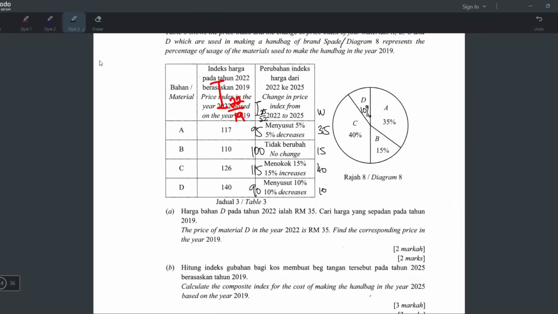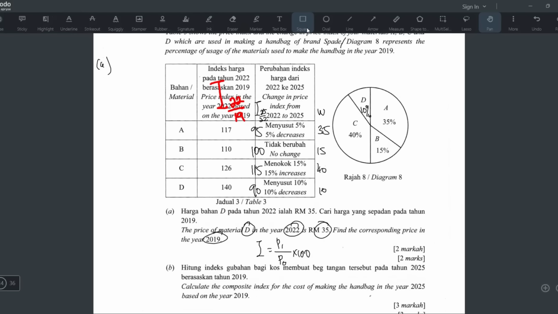Okay, A, the price of material D in the year 2022 is 35 ringgit. Find the corresponding price in the year 2019. Okay, definitely have to use the price index formula lah. Yeah, when finding price, you have to use the I formula, which is P1 over P0 times 100. But they did mention it's the price of D. So nanti kita hanya boleh tengok D sahaja. Okay, kita hanya boleh tengok D sahaja.